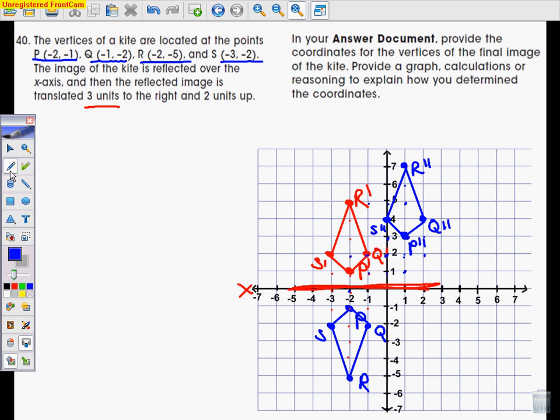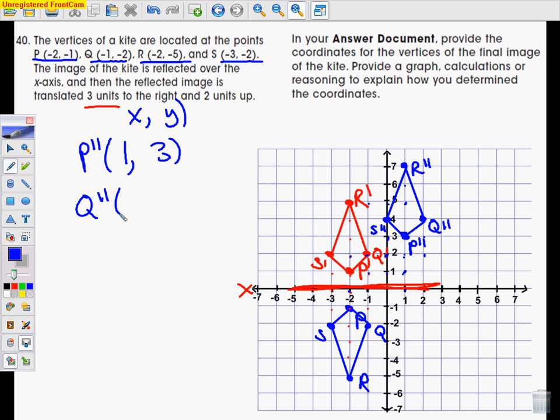So in your answer document, provide the coordinates for the vertices of the final image. So our final image, we had P double prime at 1 for the X. Remember, always X first, Y next. So 1 for the X and 3 for the Y. Q double prime. Let's look and see. We're at 2 for the X and 4 for the Y. R double prime. We're at 1 for the X and 7 for the Y.